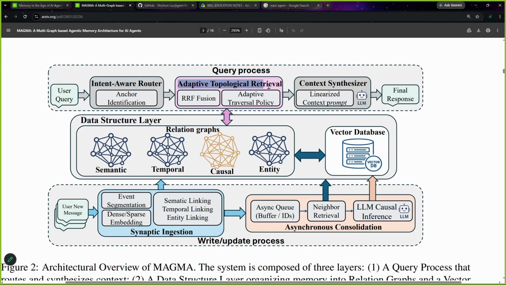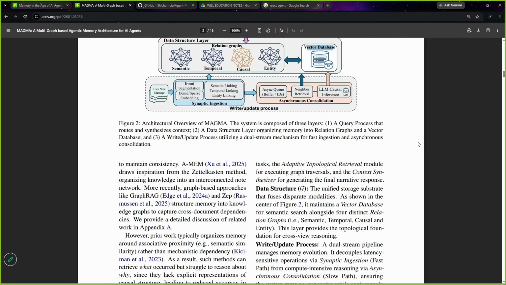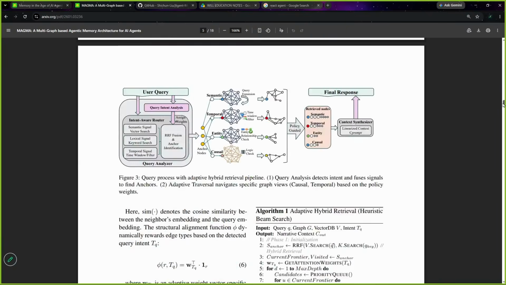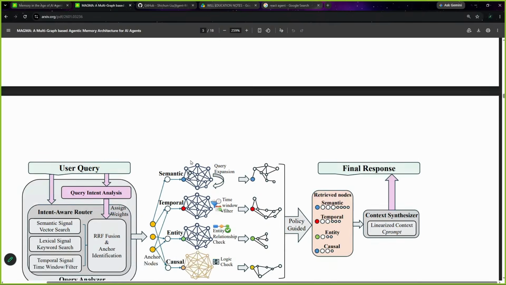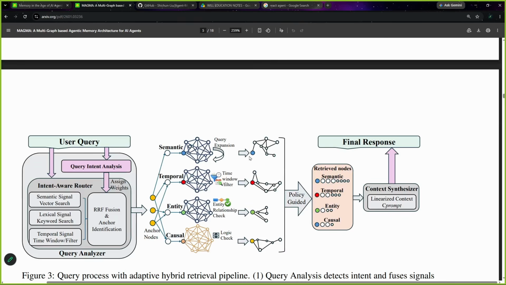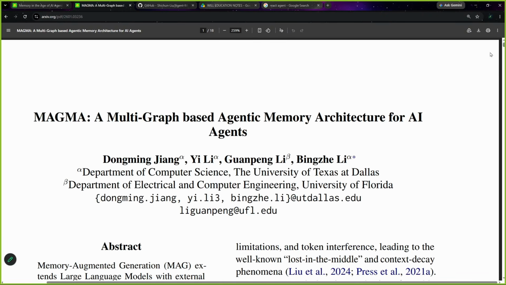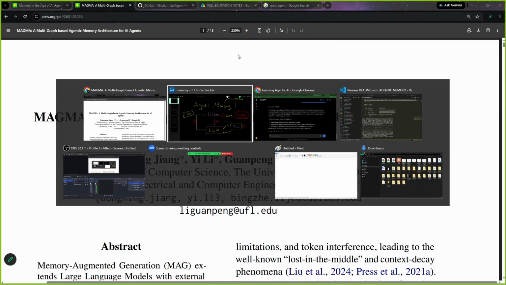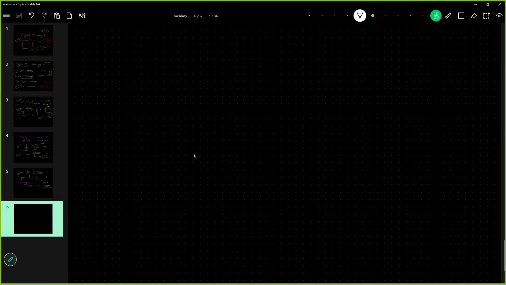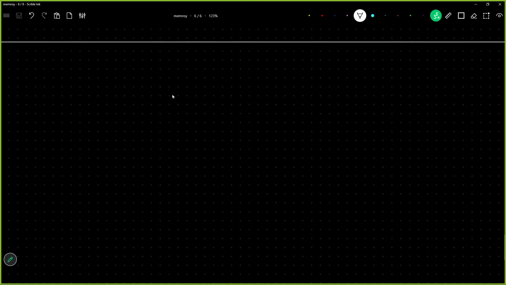What is this intent aware router? What is this adaptive topological retrieval? What is semantic? What is entity? We will never understand this. What is the role of this vector database? We might know what a vector database is, but what is its role in memory? We don't know that, right? So to reach the current state of the art, we will have to go into the past to understand what happened exactly, so that we can bridge the gap between history and current scenarios. So I am going here, and now we will cover different forms of memory.